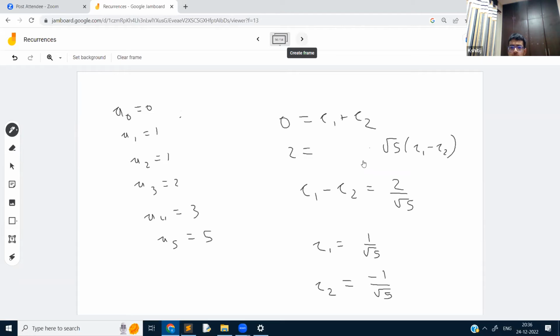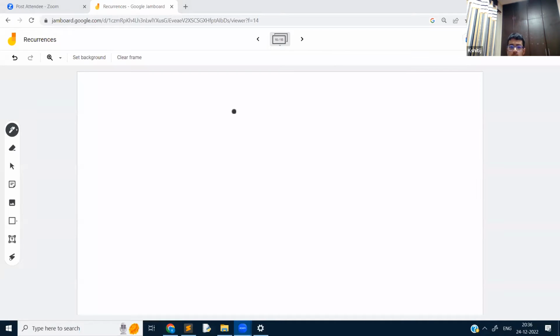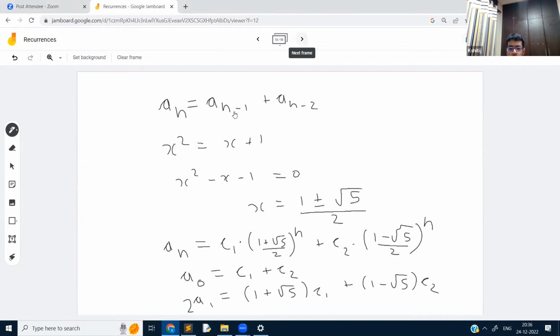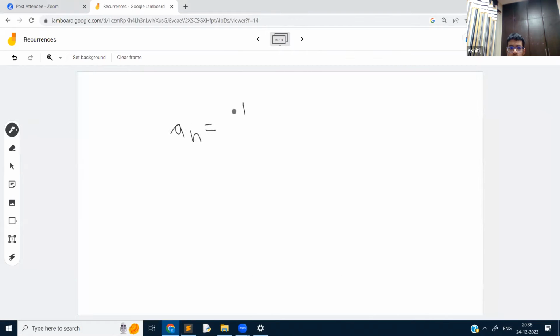Okay, so I'll proceed. Now we have just found the answer. So a_n can be written as 1/√5 times ((1+√5)/2)^n minus 1/√5 times ((1−√5)/2)^n. This is the nth term of the Fibonacci sequence. You can check for higher values and it will satisfy.